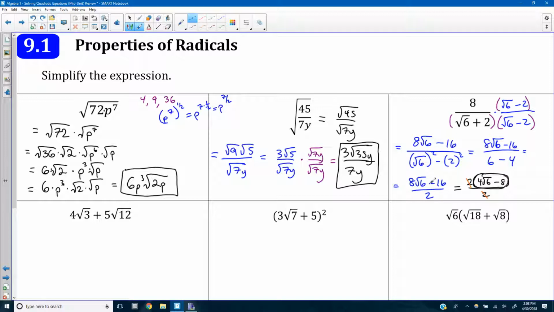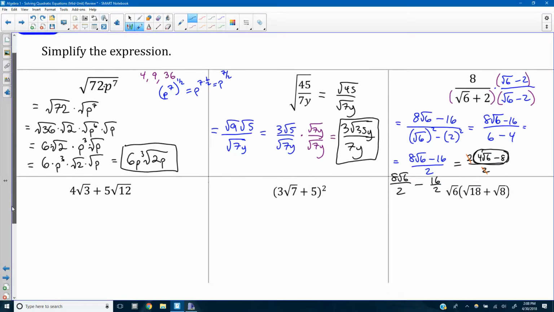So you're almost there here. I'm just cleaning this up. Both of these things are divided by 2. Another way of putting it is I split up 8 root 6 over 2 minus 16 over 2, right? They're both being divided by 2. They have a common denominator. 8 over 2 is 4. 16 over 2 is 8. You can see where that comes into play.